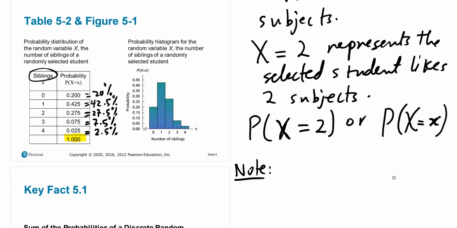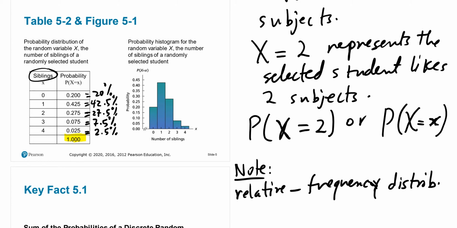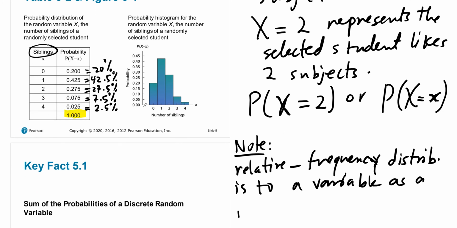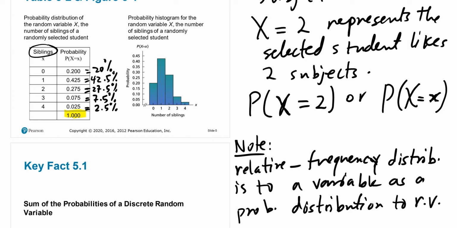So we can write a note that the relative frequency distribution is to a variable as a probability distribution is to a random variable. I'm going to write RV for random variable. So in the table for the frequency we did, it was just a variable. Here we're talking about a random variable.